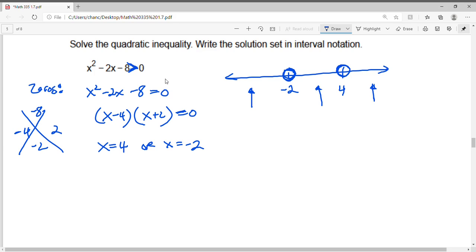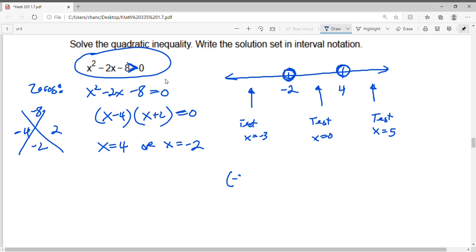So what's a good number to the left of -2? Let's test x equals -3. What's a good number between -2 and 4? You can pick whatever you want. I'm going to test x equals 0. And to the right of 4, let's test x equals 5. So we'll plug in -3 into our quadratic and we'll check to see if it's true or false.